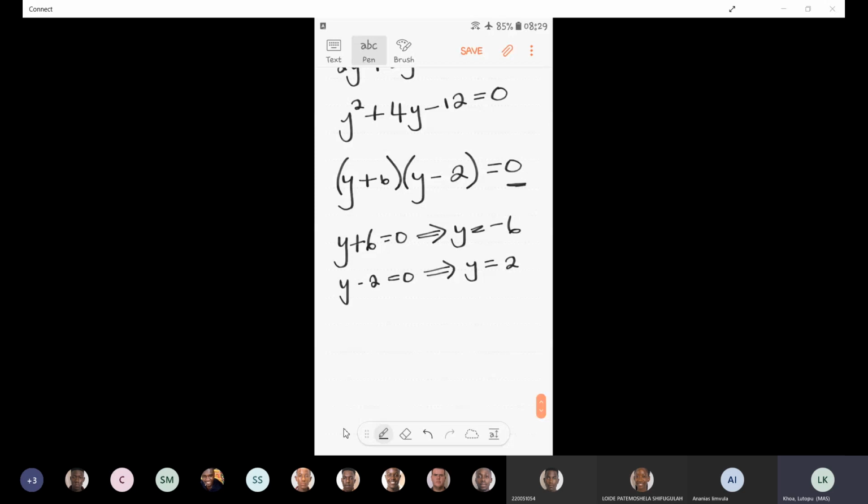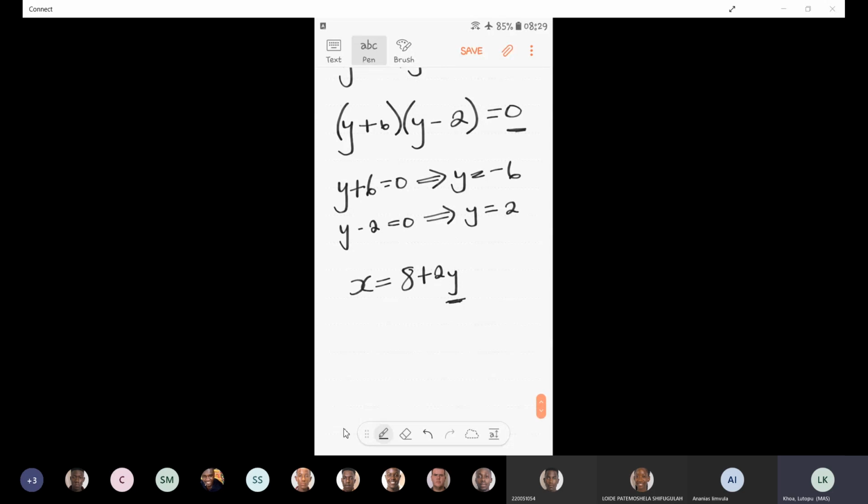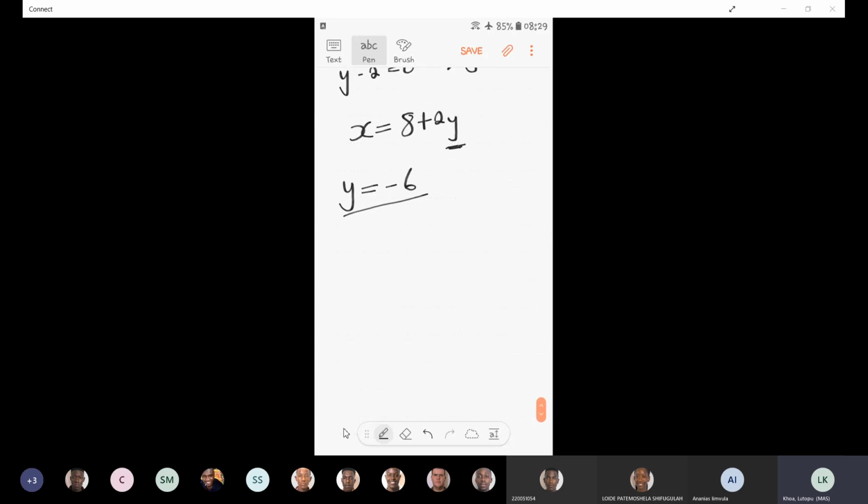Now I need to solve for x. So remember, x, we said, is equal to 8 plus 2y. So I will substitute -6 there, I get an answer, and then also substitute 2 there, and then I will get an answer. So here I'll start with when y is equal to -6. I have x is equal to 8 plus 2 times -6. This is 8 minus 12, and this is equal to -4.